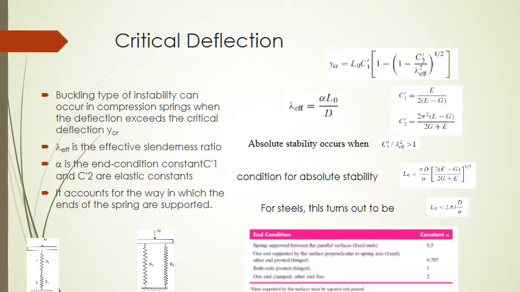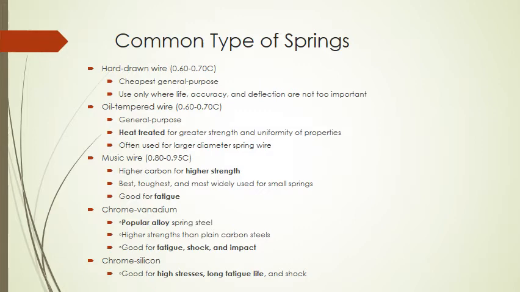The two types of configuration, series and parallel, can be used for the different types of springs. For both parallel and series configuration, we have different types of stability. Now in this slide we will discuss the different types of material used in the spring.